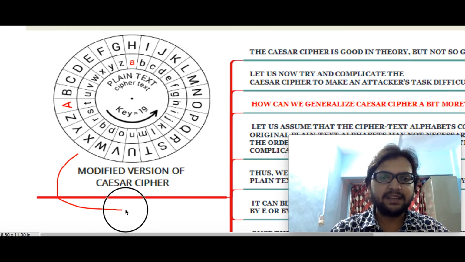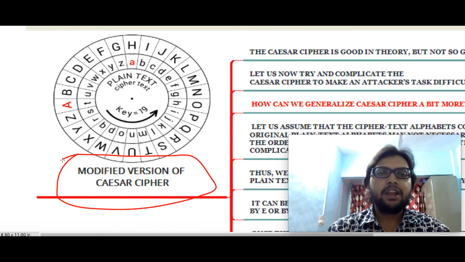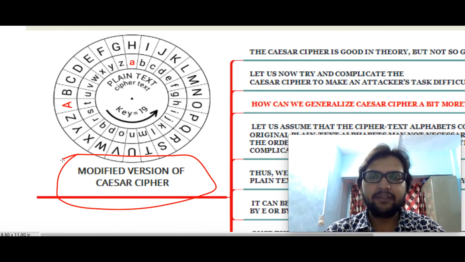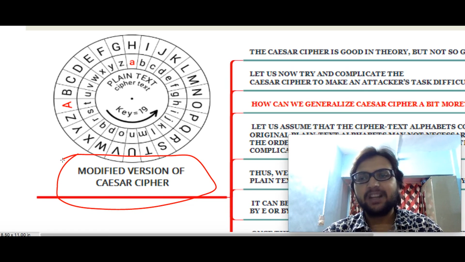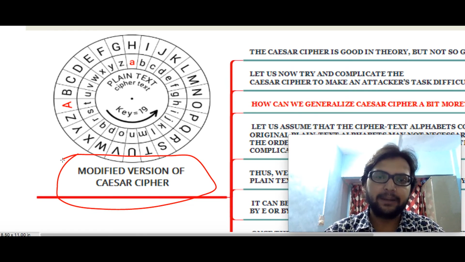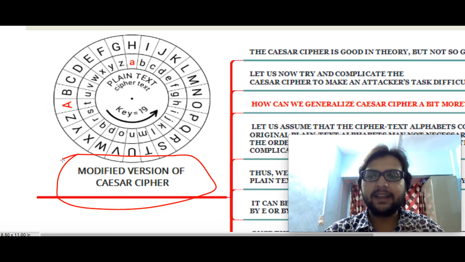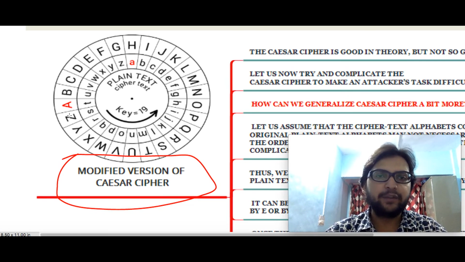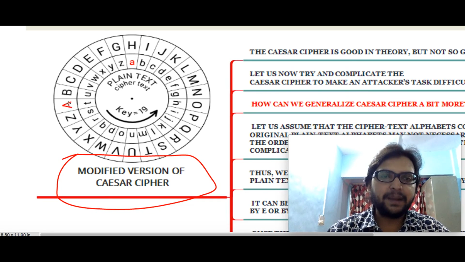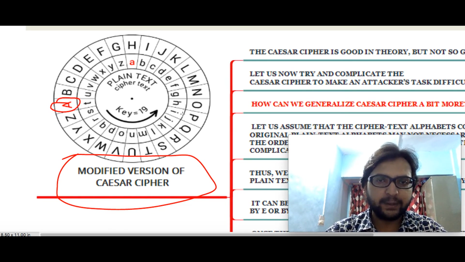As you can see in modified Caesar Cipher, it is not always compulsory that we replace one alphabet with the alphabet which is 3 positions down the line or 3 positions up the line. Instead, we can replace one alphabet with any other alphabet present in our total number of alphabets, that is 26 alphabets. So if I talk about A, I can replace this A with any of the remaining 25 alphabets.